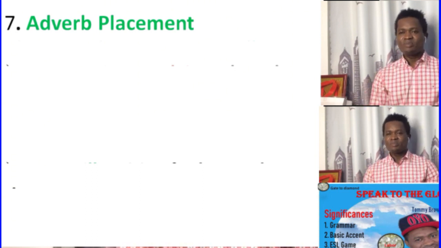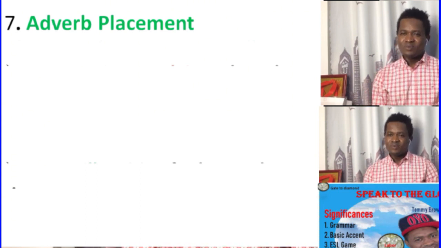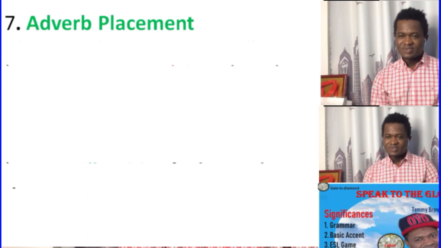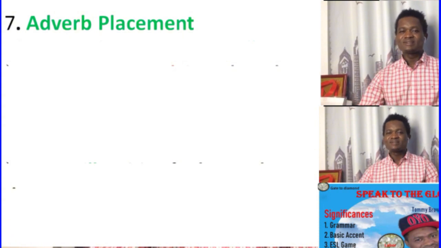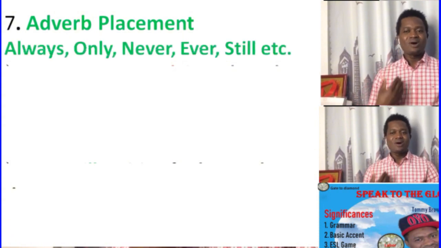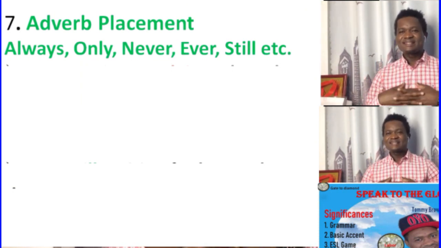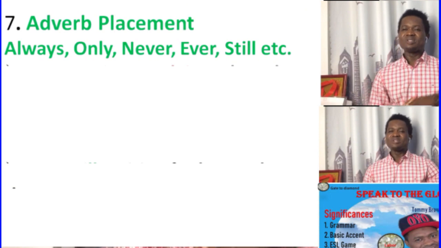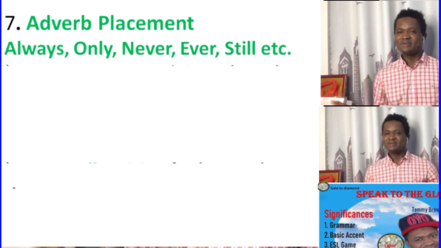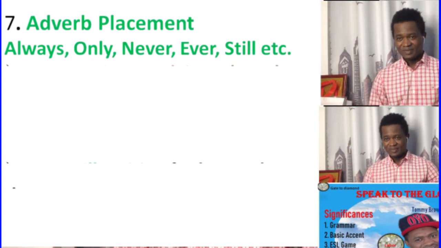When we talk about adverb of placement, we have words that we use in adverb of placement, and these words are called signal words. What are the signal words? Like always, only, never, ever, still. These are the signal words, and they are used between the auxiliary verb and the main verb. They are always there, you know.